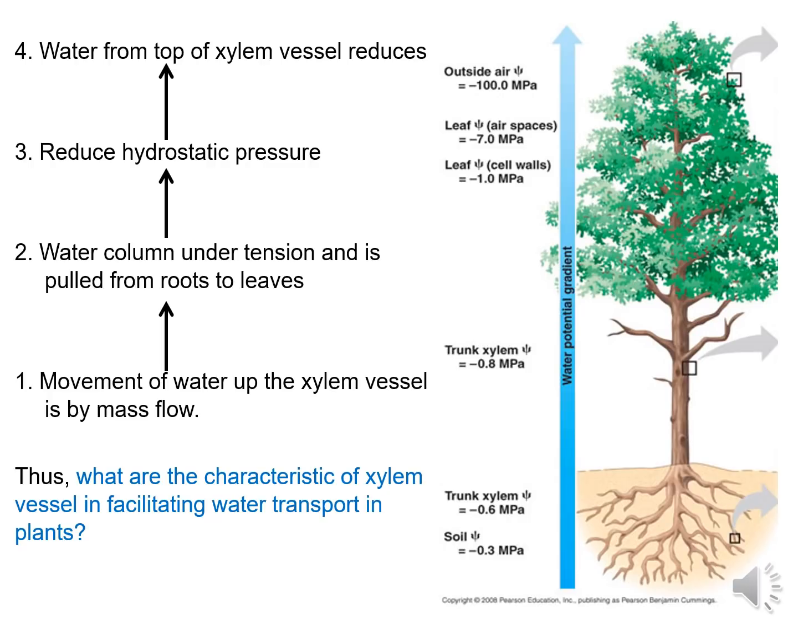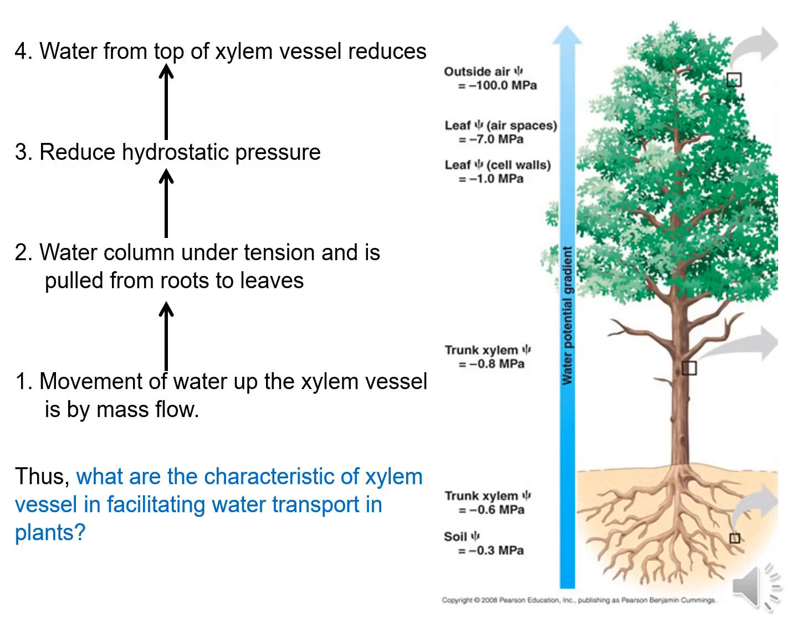And this process will reduce the hydrostatic pressure. Why? Because water is moving from one segment or one location from one to another. And finally, the water from top of the xylem vessel will reduce because they are now transported into the leaf before the final destination to the atmosphere in the form of water vapor.